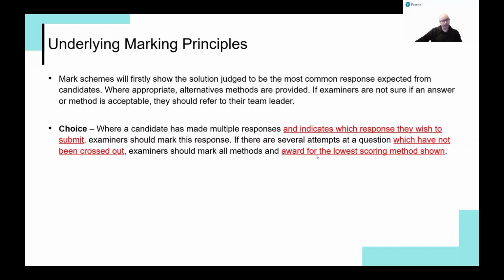When it comes to multiple responses, if there is an obvious choice, where the candidate has put their response in a particular space and circled it and made it clear that that is their answer, then that's the one that will be marked. If there is not an obvious distinction between two different solutions, the examiners will mark all methods, but award the lowest scoring method. That's similar to GCSE marking.